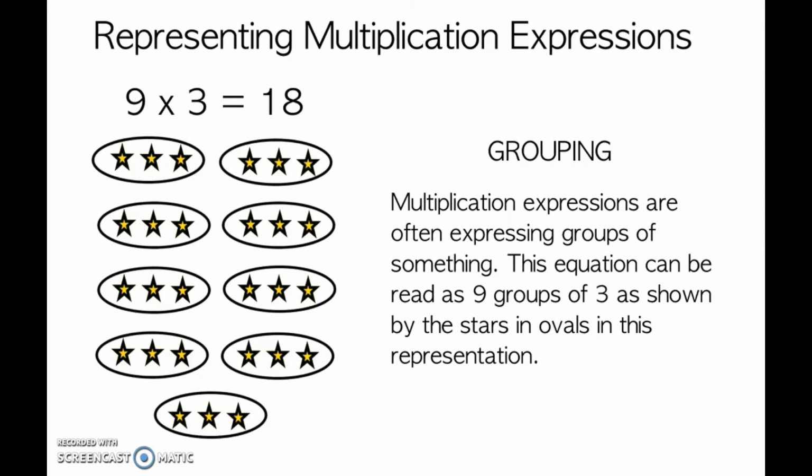The next strategy we can use is called grouping. So this is a very simple strategy. Basically, you can take this multiplication symbol and replace it with the phrase "groups of." So in this case, we have 9 groups of 3 stars. And the answer to that expression is obviously 18.